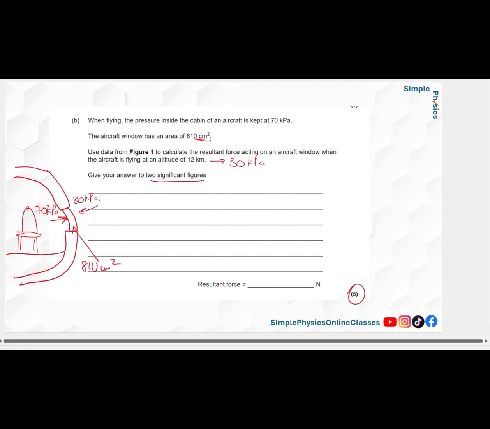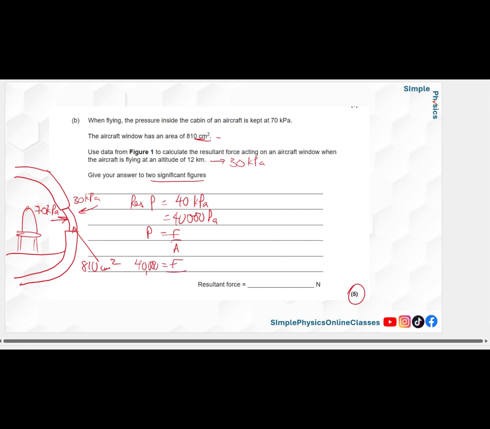Now, clearly, 70 kilopascals is bigger than 30, so the window is going to pop out, isn't it? If you can work out the resultant pressure, you can work out the resultant force. Well, the resultant pressure is 40 kilopascals, isn't it? So the resultant pressure is equal to 40 kilopascals, which is 40,000 pascals. Now to work out the force, what formula do you know with pressure and force? Pressure is force over area. So a pressure of 40,000 is equal to F over A.